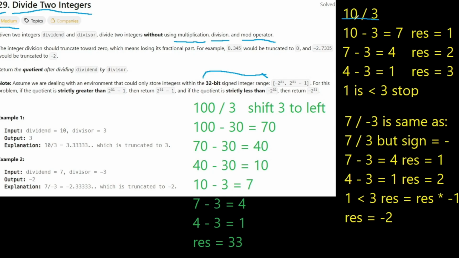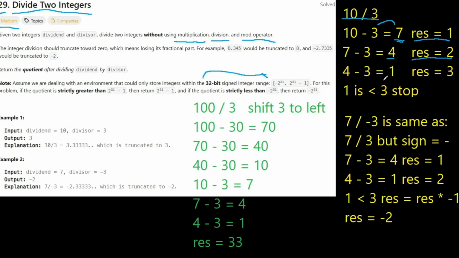So what we can do is simply take this number and subtract 3 from it. 10 minus 3 is 7. So far, the result is 1 because we found one 3 in 10. We check 7 with the 3. Is 7 bigger than 3 or not? If 7 is bigger than 3, that means 7 still has more 3's in it. So we subtract 3 from 7. Here it's 4, and we increase the result by 1 because so far we found two 3's in 10.